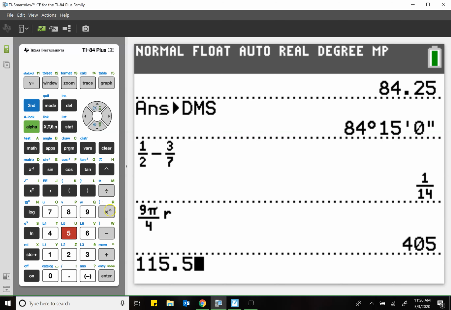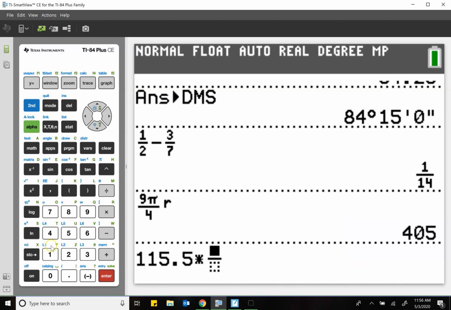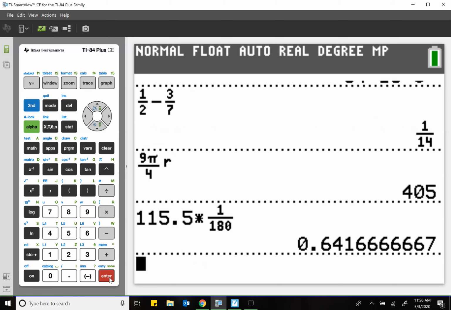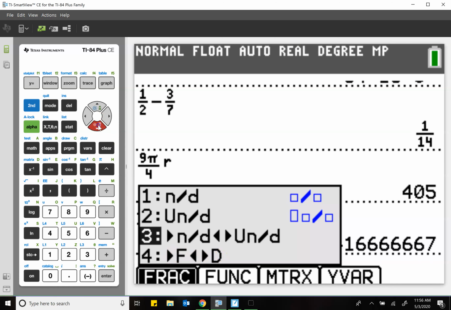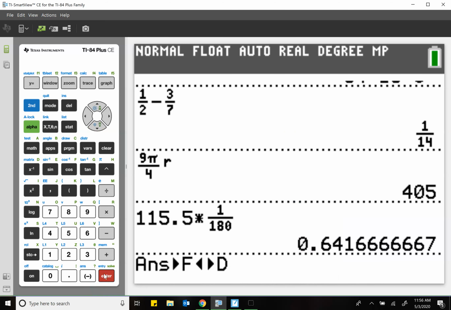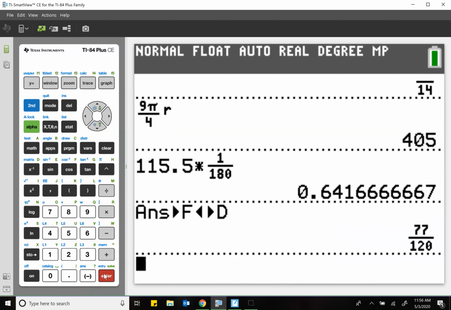115.5 times alpha y equals 1 over 180. Oops, not 1,800. That's just silly. And there it is. So, your calculator kicked out a decimal. That's no good. We actually need the radian measure. Well, go back to that alpha y equals. Right down here at the bottom, number 4, fraction to decimal, decimal to fraction. Scroll down to it. Hit enter. Hit enter. And there is our radian measure.